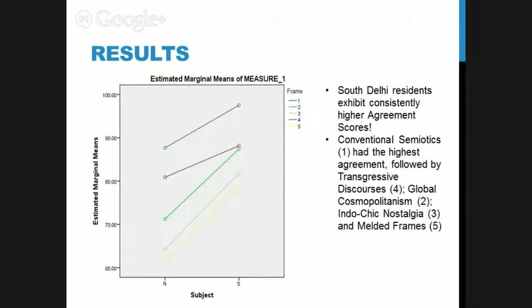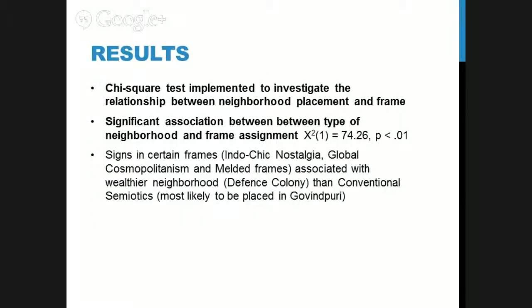So you can see it better on this interaction plot. These guys are not from South Delhi, and these guys are from South Delhi. South Delhi consistently scores higher in terms of their agreement scores, in terms of what I had put forth as the frames in describing these interactional contexts. Conventional semiotics was the highest, and then you have transgressive discourses, global cosmopolitanism, EndoChic Nostalgia, and melded frames.